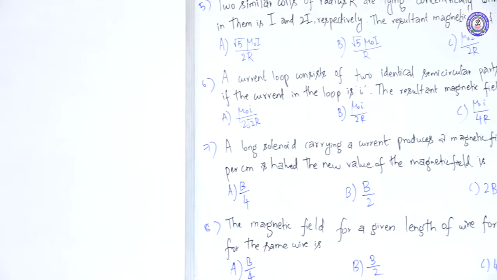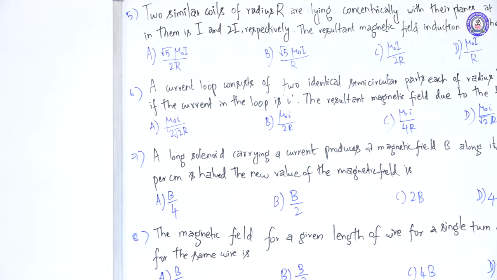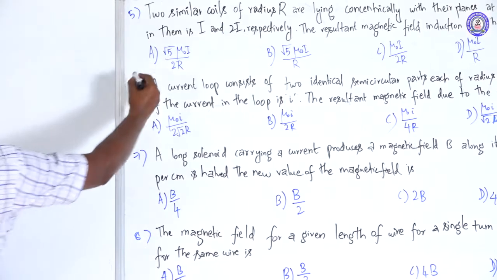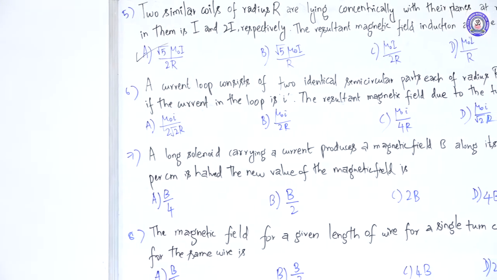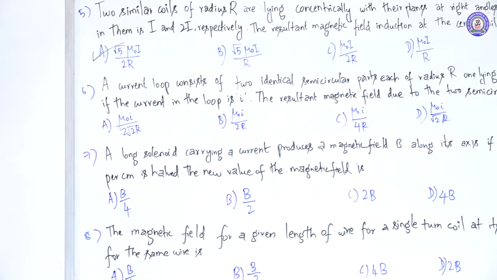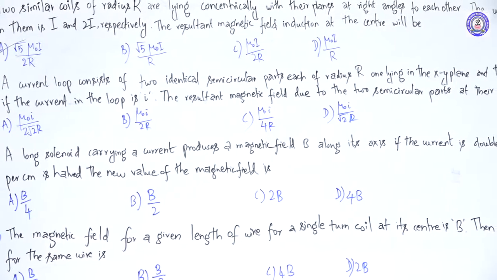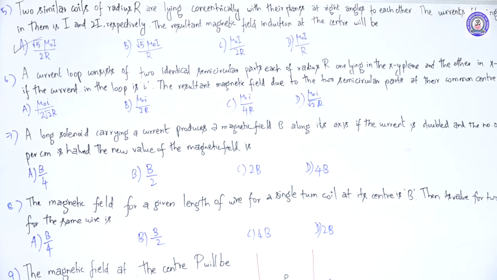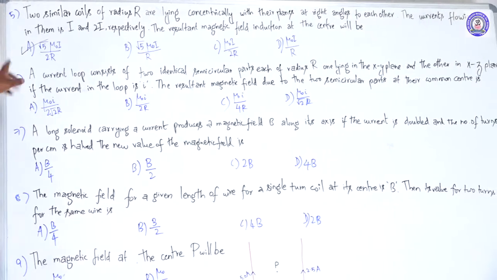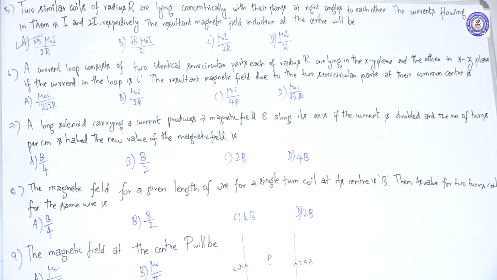So now you check your answer with our options. The first option is root 5 mu naught I by 2r. That's why for our question, the first option is our answer. For two similar coils of radius r lying concentrically with their planes at right angles to each other, the current flowing through them is I and 2I respectively. The resultant magnetic field induction at the center will be root 5 mu naught I by 2r. The first option is correct.